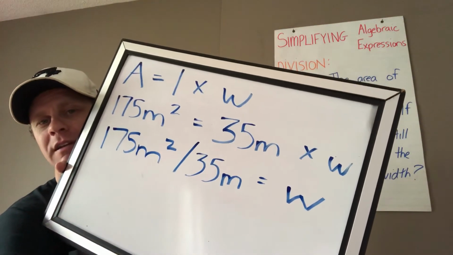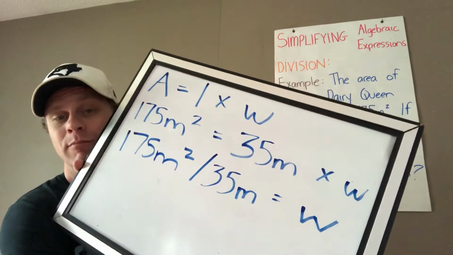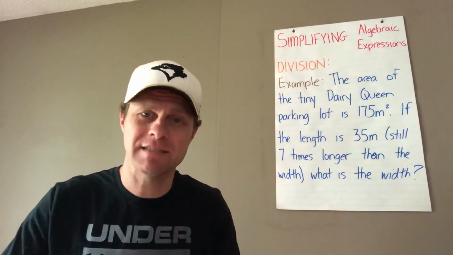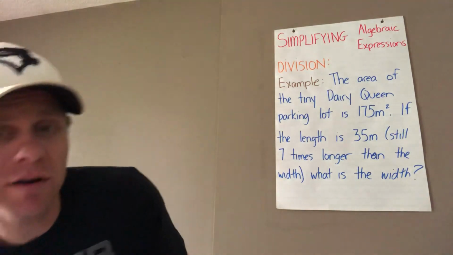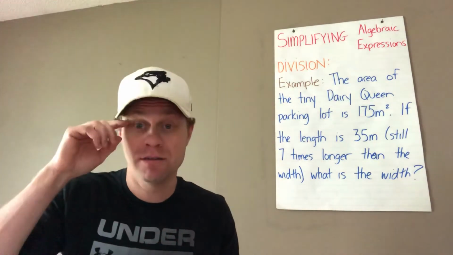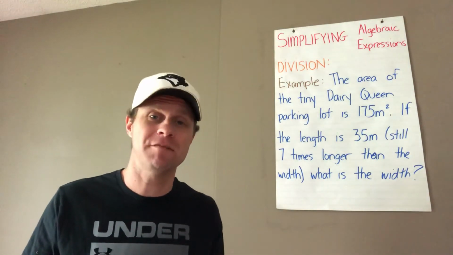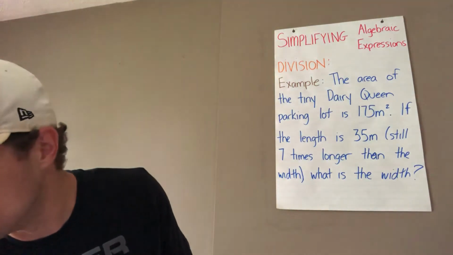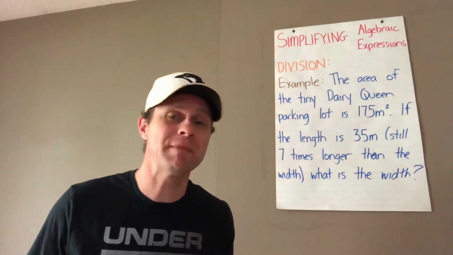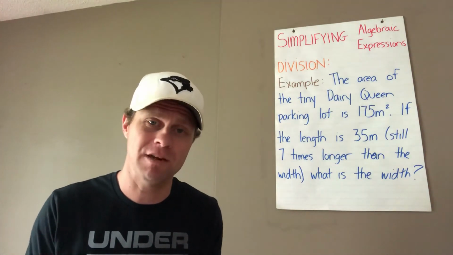175 meters squared divided by 35 meters equals W. Okay? So now our next step is that we need to figure out how many times does 35 go into 175 equally? So we can use a number line to figure this out. We could skip count by 35 until we hit 175 and count as we go.